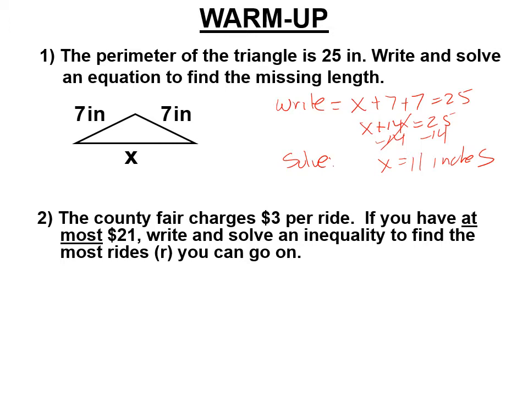Now, the county fair charges $3 per ride. There's our unit rate, our constant of proportionality. If you have at most $21, write and solve an inequality to find the most rides you could go on. So we're using R. The unit rate is our coefficient of R, right in front of R, multiplying R. At most, less than or equal to 21. We divide both sides by 3. We solve this inequality. At most, I can go on is 7 rides.